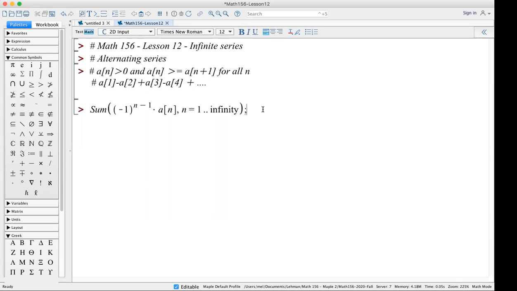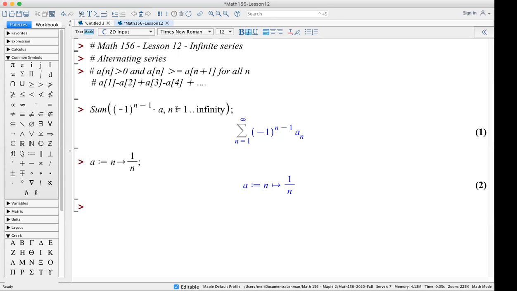And let's see. This is an alternating series. It's an infinite series. So let's take a simple example. Let me write it as a function. N goes to 1 over n. I'm writing this as a function a of n.